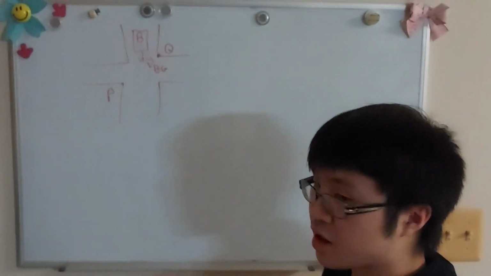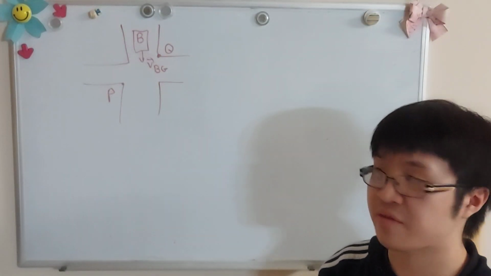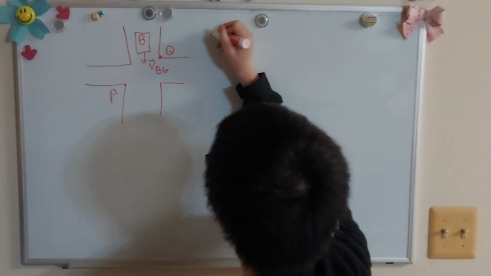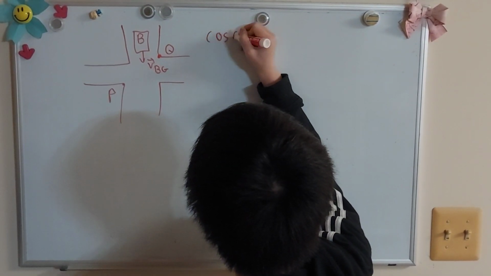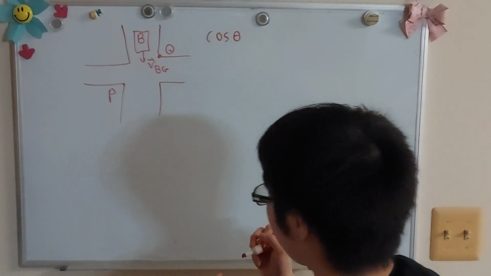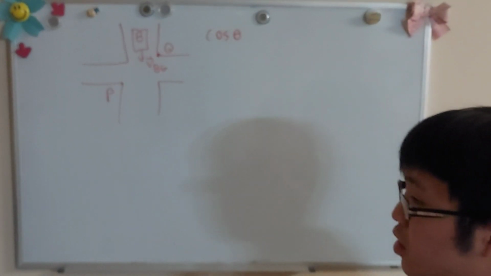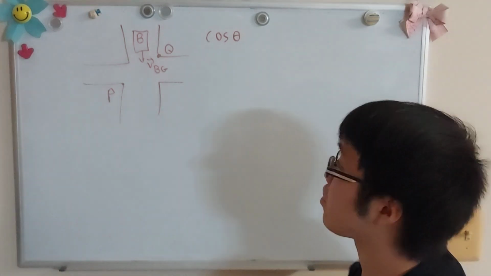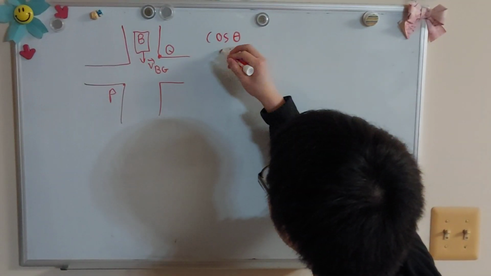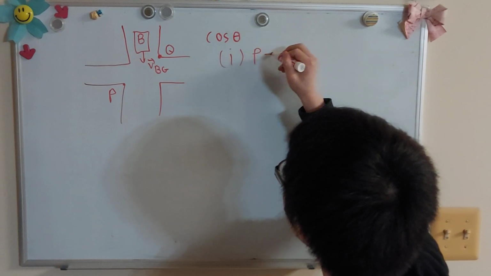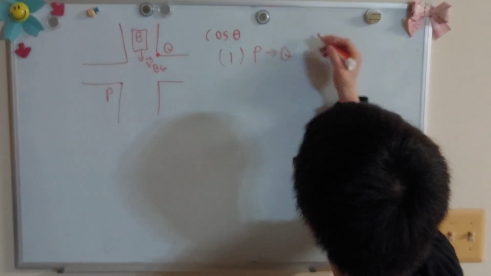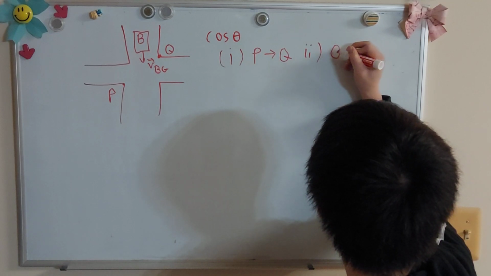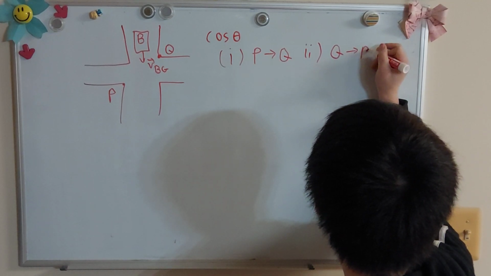And what this problem wants us to find is the cosine of the angle between two velocity vectors of the ball relative to car B in two scenarios. One, when P passes it to Q, and in the other, when Q is passing it to P.